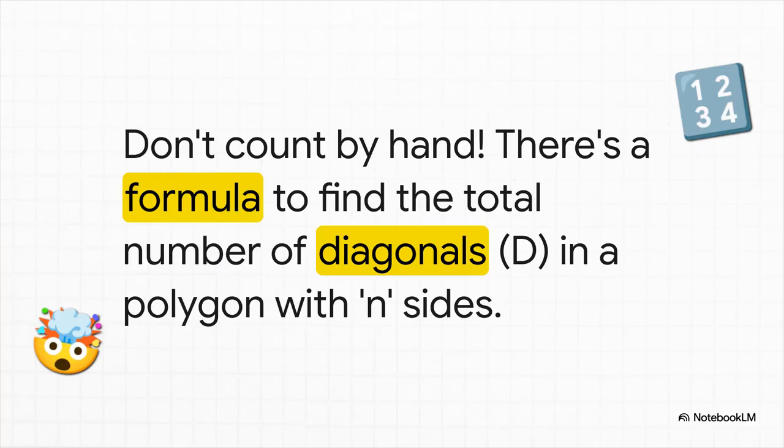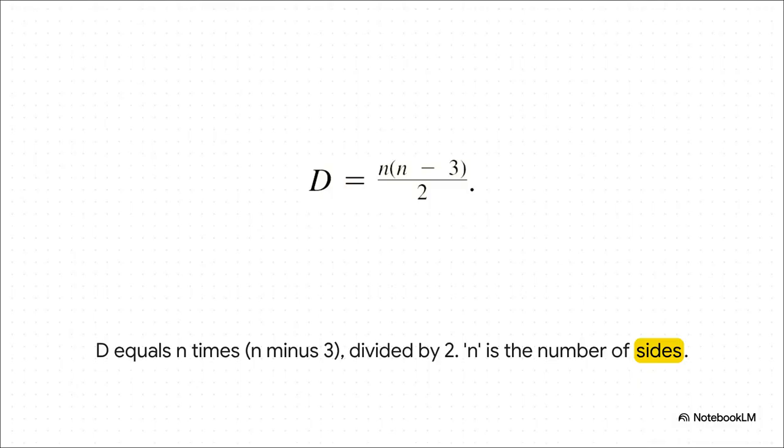You know, counting those diagonals in the hexagon was already getting a little tricky. Can you imagine trying to do that for a 20-sided polygon? I mean, no way. Luckily, we don't have to. There's a really elegant formula that does all the heavy lifting for us. And here it is. This is that awesome formula.